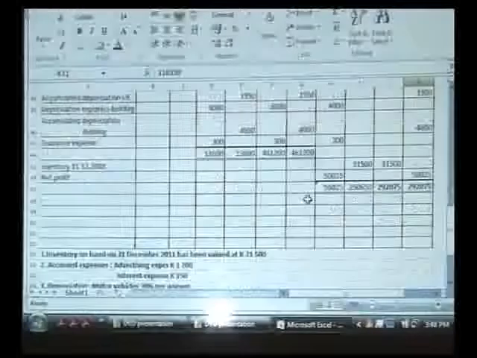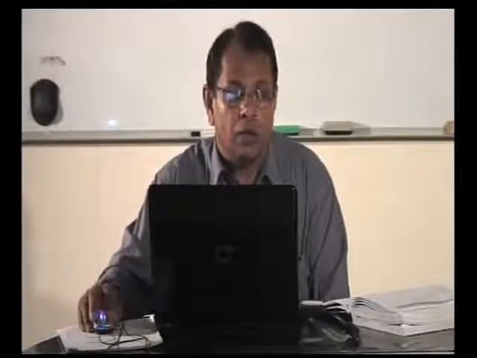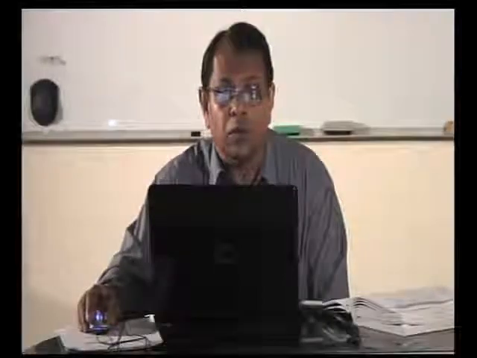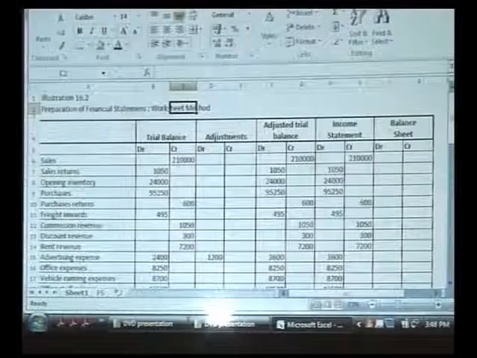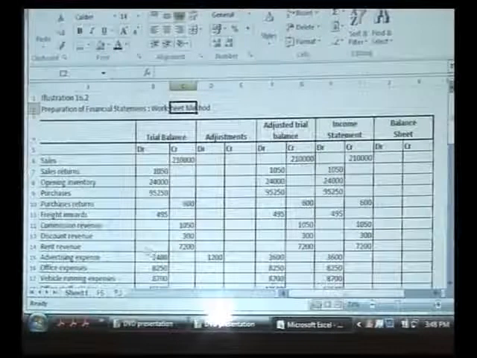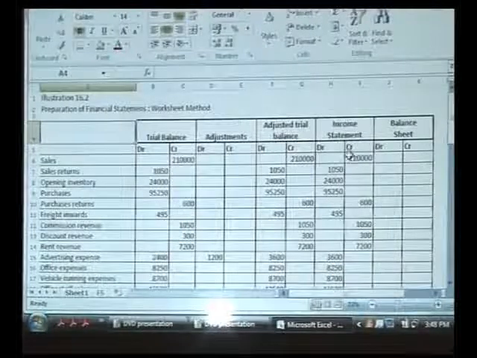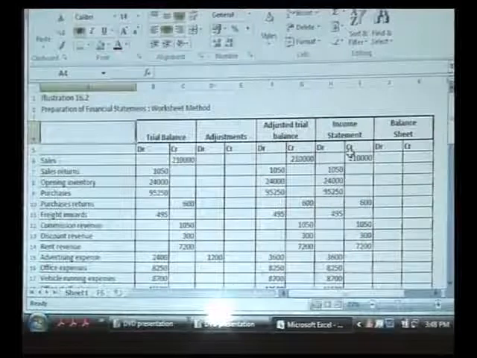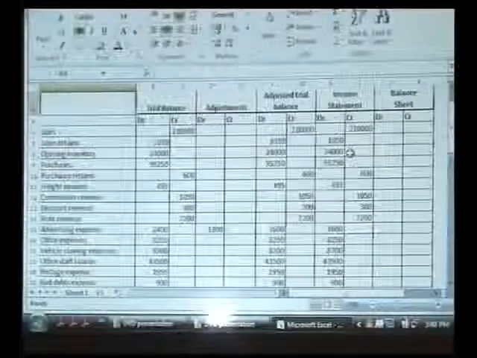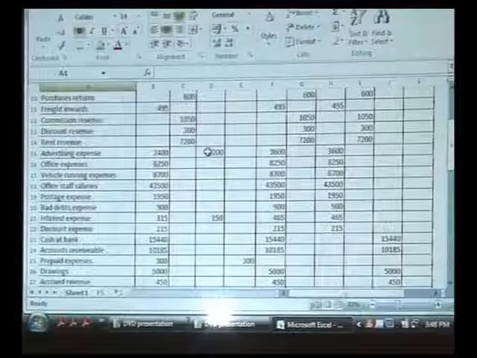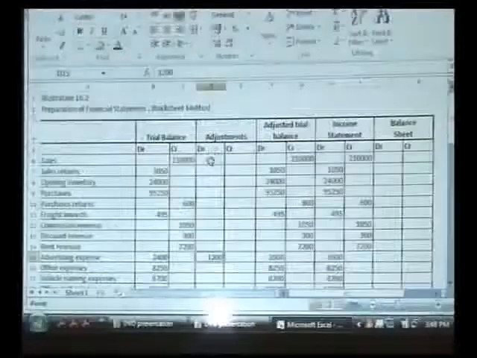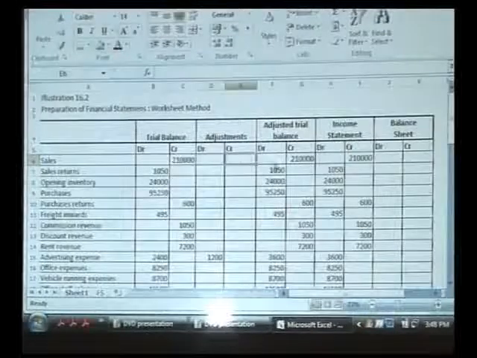That's about the worksheet method. So when you are given a question, and if you want to use the worksheet method, you can use an Excel worksheet like this, and the figures are very accurate and easy, no mistakes, right? And that is about the worksheet.